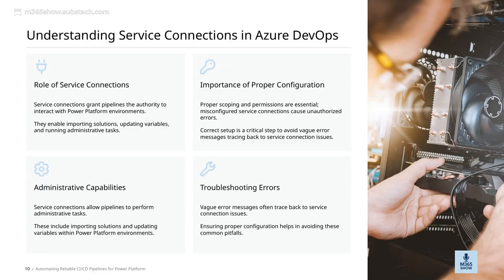But here's the key: proper scoping and permissions are essential. If a service connection isn't correctly set up, it can lead to unauthorized errors, which can be confusing and frustrating. So, getting the setup right is a critical step in preventing those vague errors that trace back to service connection issues. Ultimately, service connections give our pipelines the authority to interact securely and effectively with Power Platform. They enable us to automate importing solutions, updating configurations, and executing administrative functions seamlessly. So, investing time in correct configuration and permissions is vital for smooth, reliable automation.